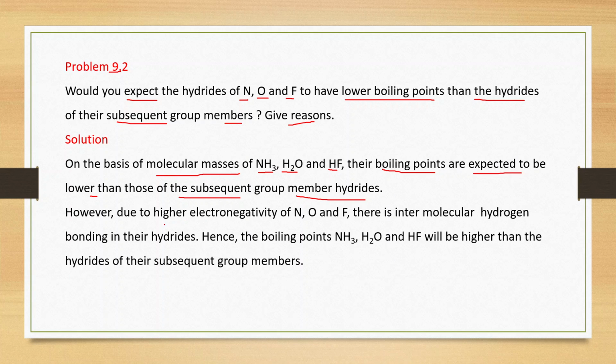But due to the higher electronegativity of nitrogen, oxygen and fluorine, there is intermolecular hydrogen bonding in their hydrides. Hence, the boiling points of NH3, H2O and HF will be higher than the hydrides of their subsequent group members. Is it clear? Due to the presence of intermolecular hydrogen bonding, their boiling points are more.